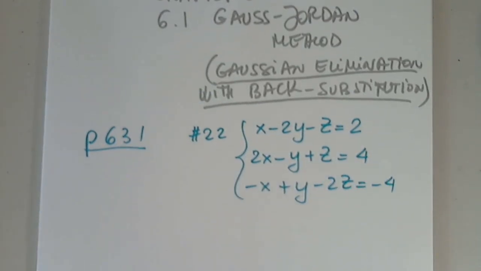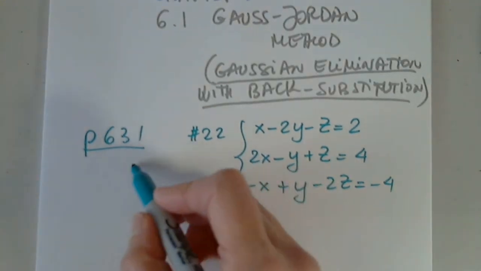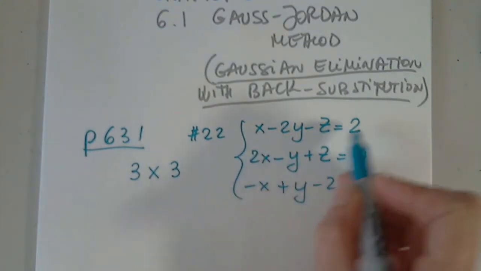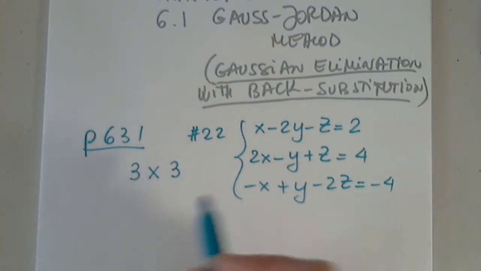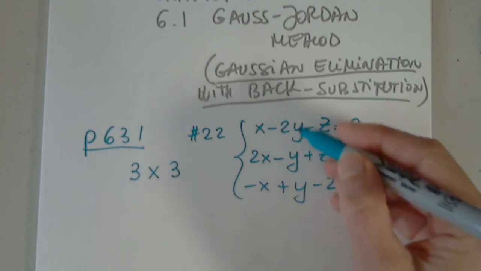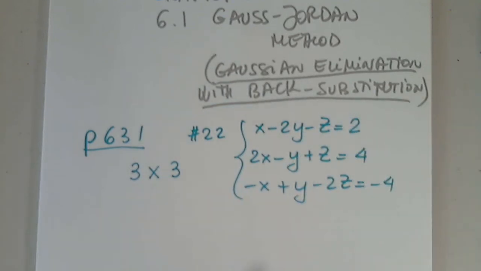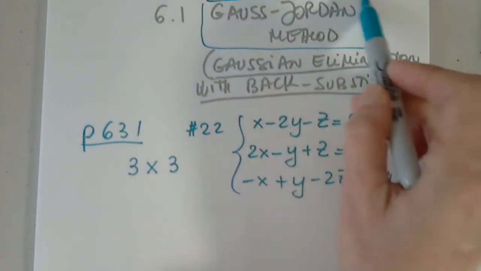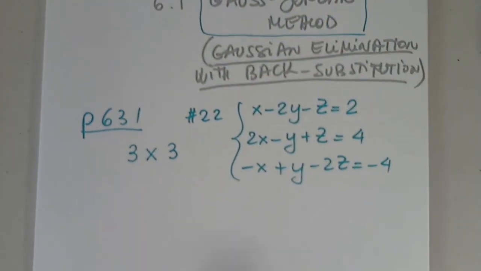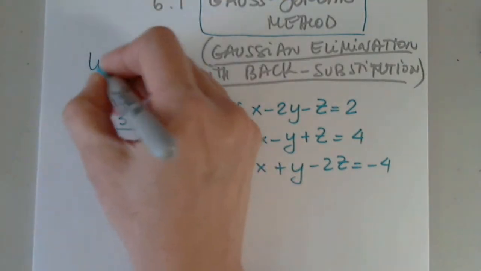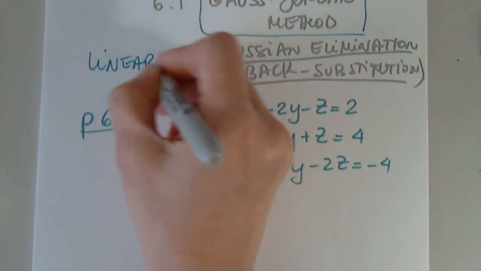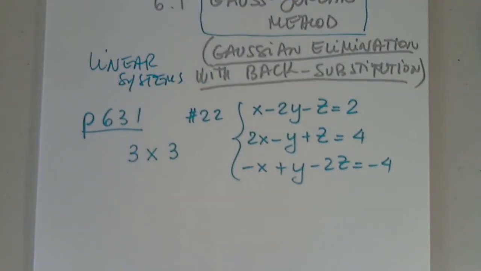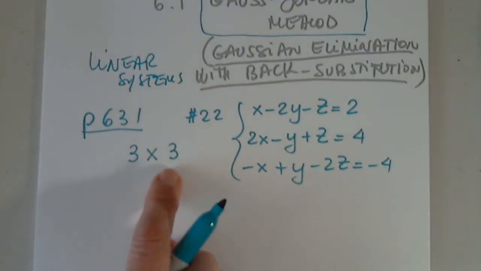So here we're talking about a so-called 3 by 3 system. 3 linear equations in 3 variables, x, y, and z. So this is a method of solving systems of equations. They are linear. So linear systems. We are looking at linear systems with 3 equations in 3 variables.